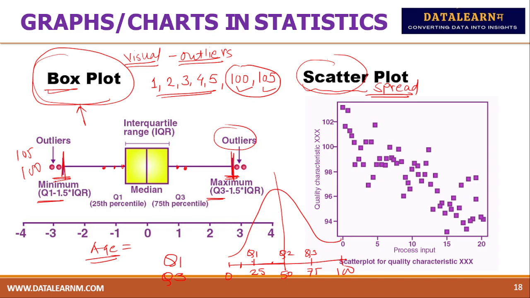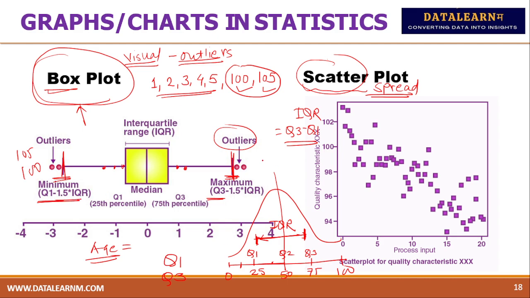Anything that is below this point. What was the IQR value? IQR is nothing but Q3 minus Q1. This was the formula, right? So this range, Q3 minus Q1, is the IQR, and anything that is below Q1 minus 1.5 times IQR is an outlier.